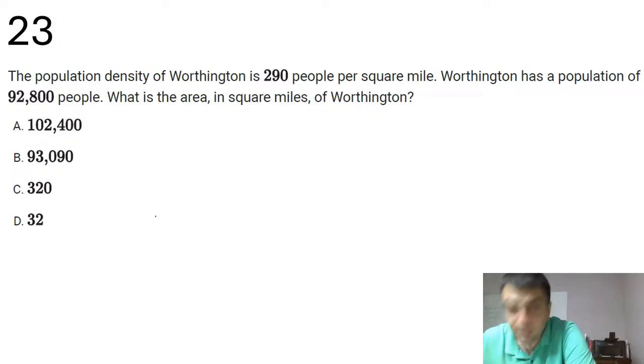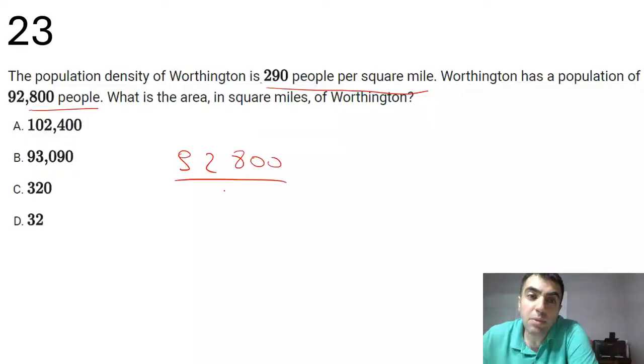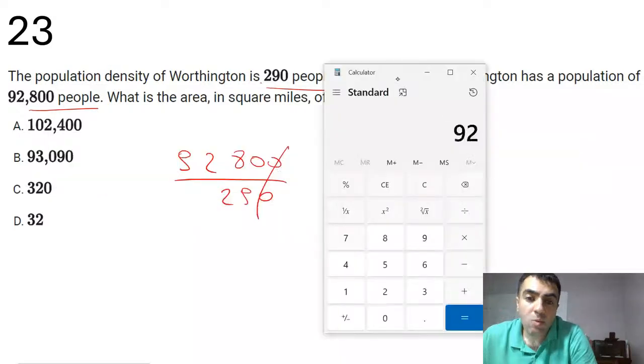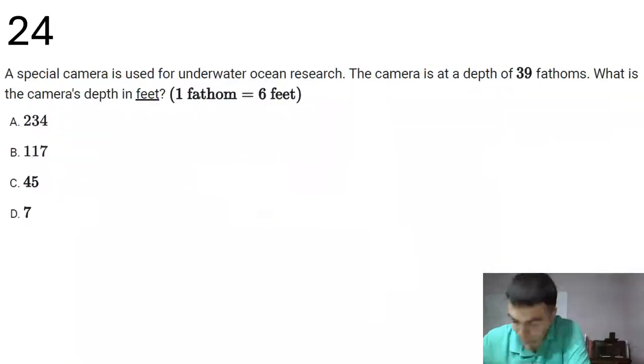You are saying it is C. Let's have a look. The population density is people per square mile. What is the population? What's the area? We should divide this number by this. Let's calculate. 80 divided by 29. Yes, you were right, guys. Next question.